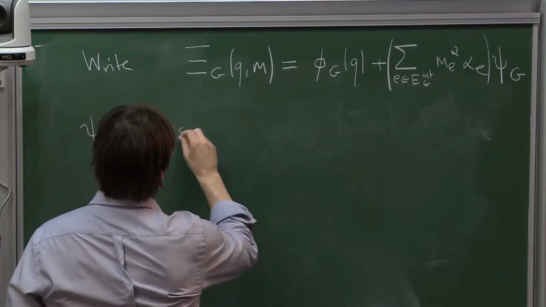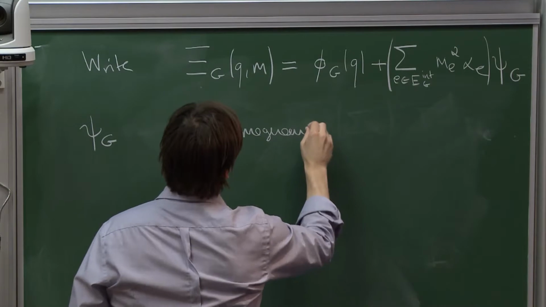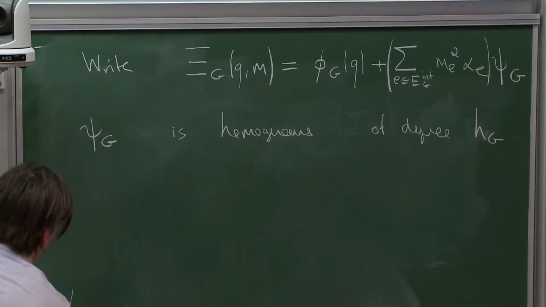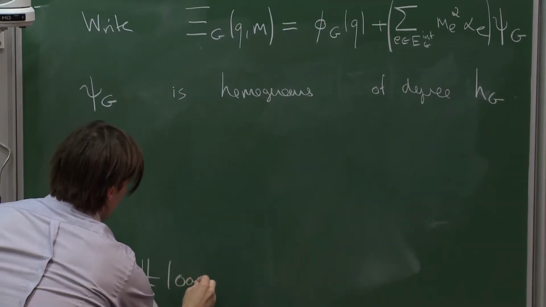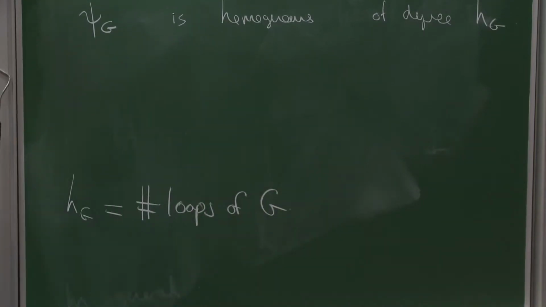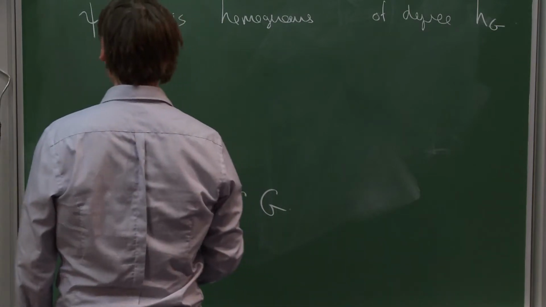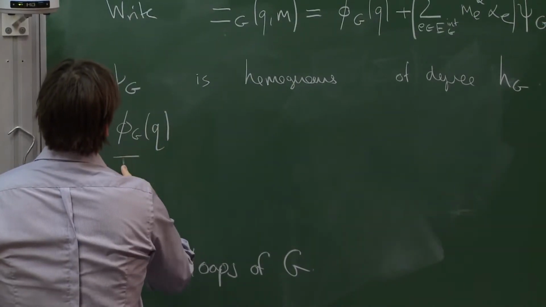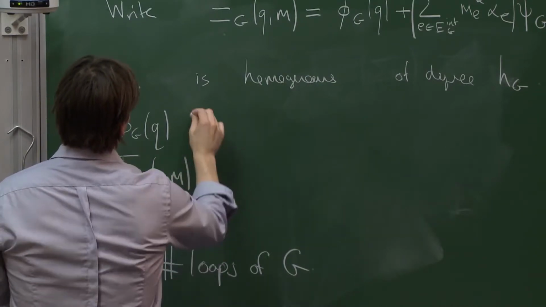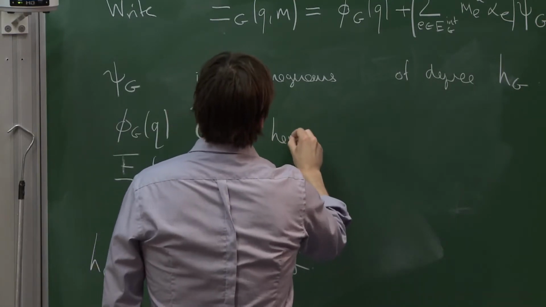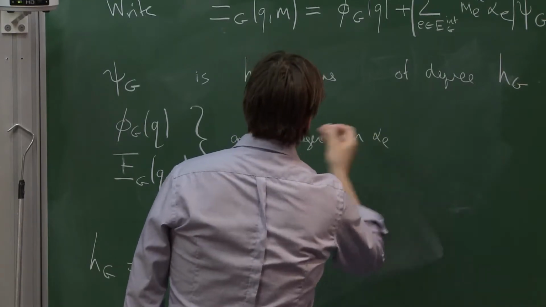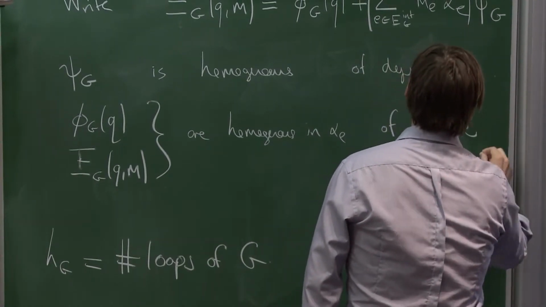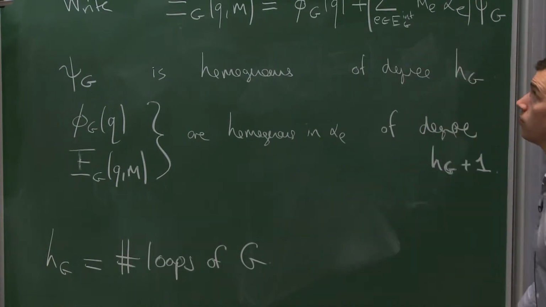So psi_G is homogeneous of degree h_G. Let me write: h_G is what physicists call the number of loops of the graph. So it's the dimension of H1 of the graph. And on the other hand, phi_G(q) and hence psi_G(q, m) are both homogeneous in the alphas. Of course, they depend on other things as well, but of degree exactly one more, h_G plus 1. That follows from some combinatorial property of spanning trees. It's very easy to check.